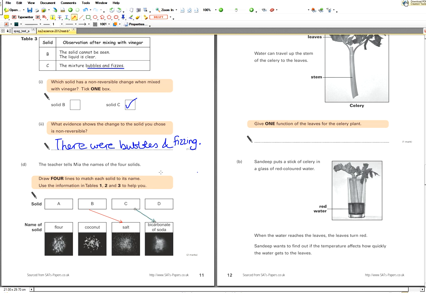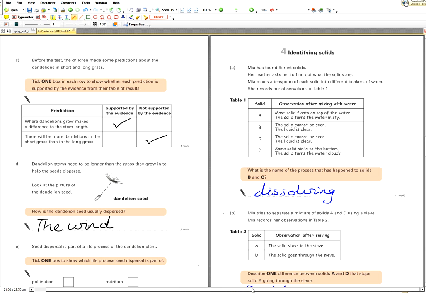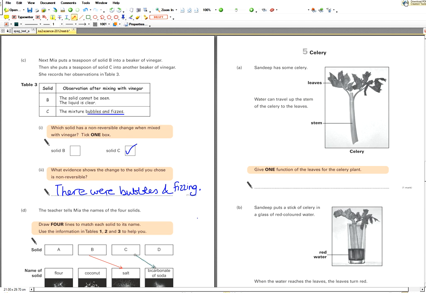Okay, what's the next one? So now let's go back the page. Quickly check. So A, the solid stays in the sieve. Why would flour stay in the sieve? It would be coconut. So we say which one was coconut? A is coconut, yes? Because it stays in there.